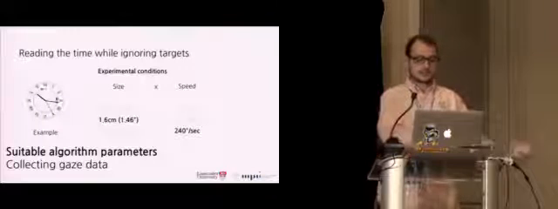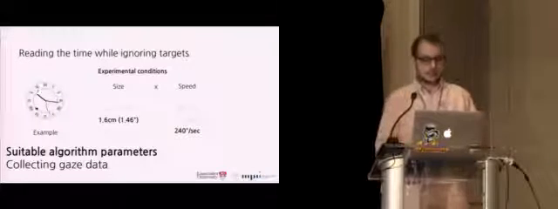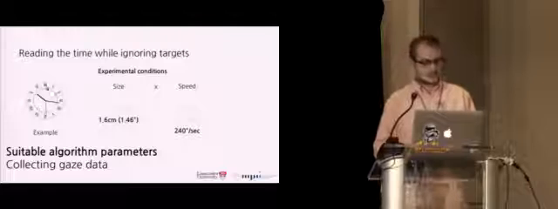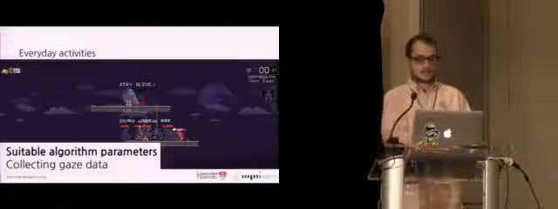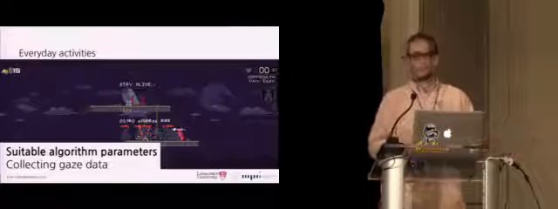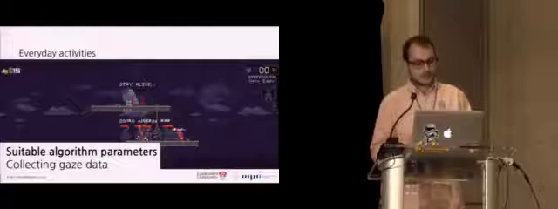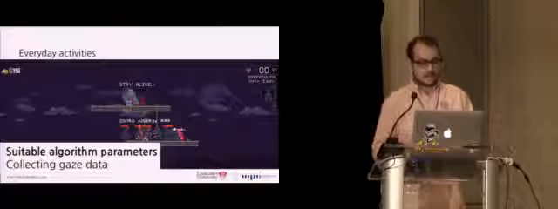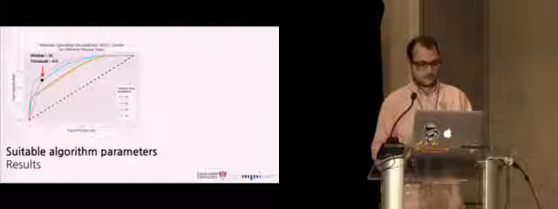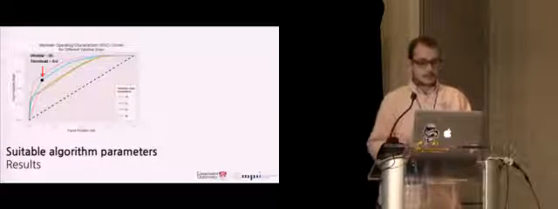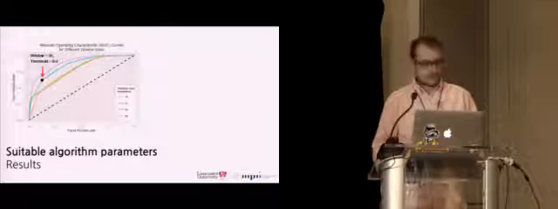We then collected gaze data of participants checking the time while trying to avoid the same targets. And finally, we collected gaze data of participants doing everyday activities like reading a news article, watching a TED Talk, or playing a 2D video game. We selected these 3 tasks as they provide a wide range of different gaze input. After collecting this data, we plotted the following graph.